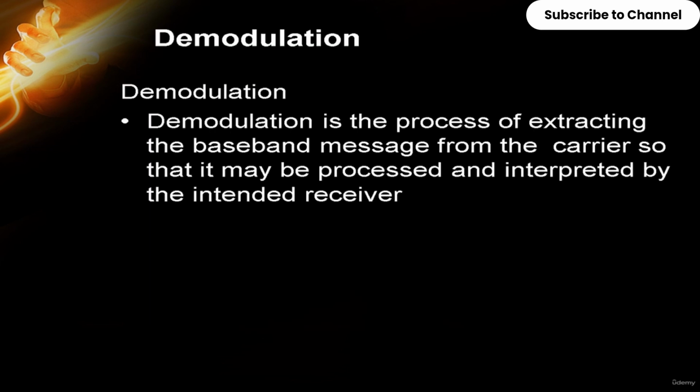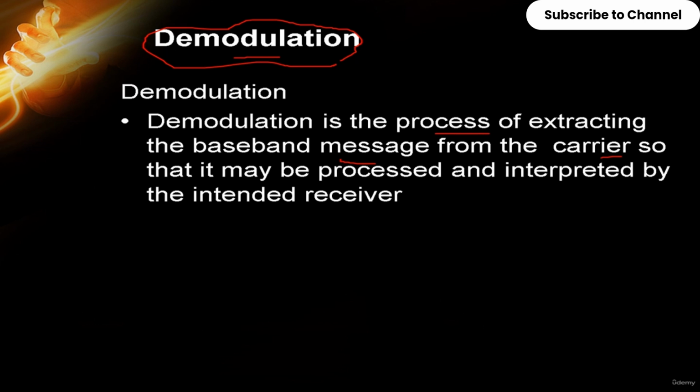Next is demodulation. Demodulation is nothing but the process of extracting the baseband message signal, that is the original signal, from the carrier signal, which is interpreted by the intended receiver. So this demodulation takes place on the receiver side. The modulation takes place on the sender side, and demodulation takes place on the receiver side.